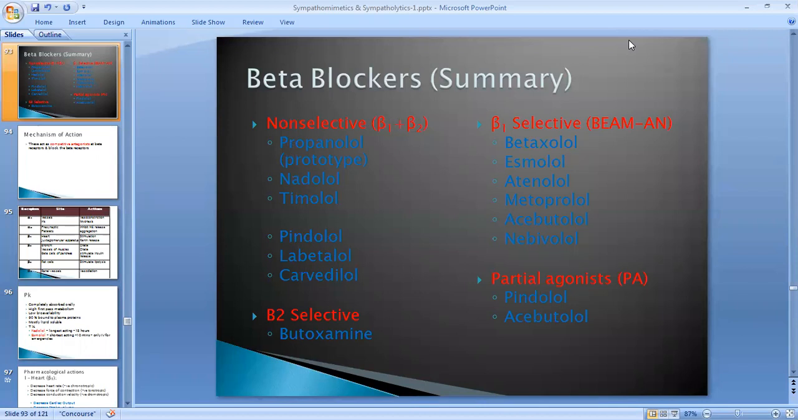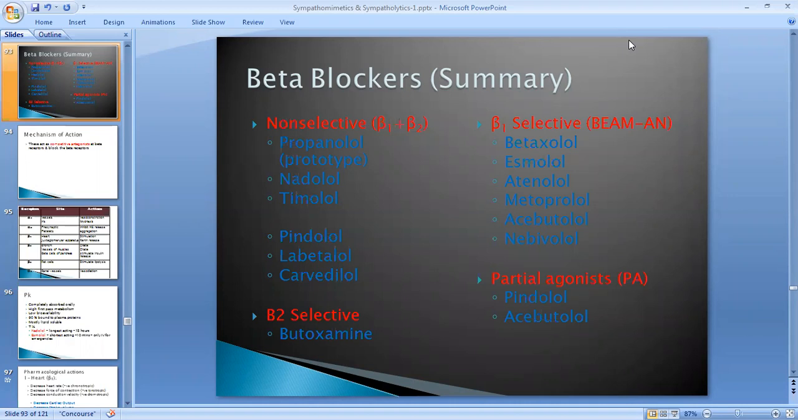Bismillah ar-Rahman ar-Rahim. Today we are going to talk about the remaining anti-adrenergic drugs or sympatholytic drugs. We have discussed alpha blockers in the previous lecture. Now we are going to talk about the beta blockers.